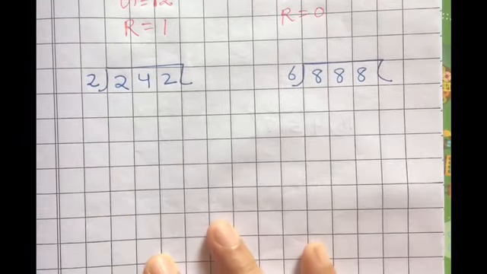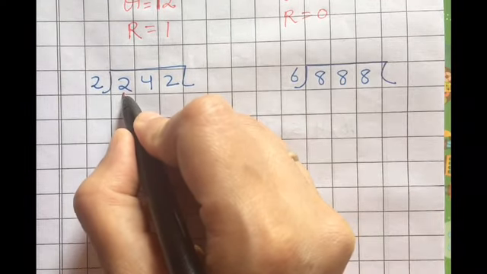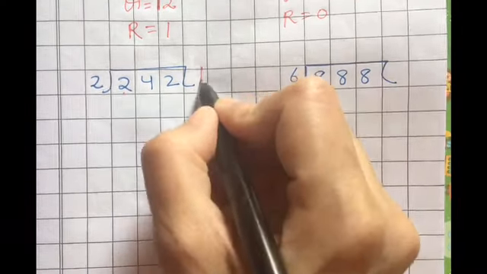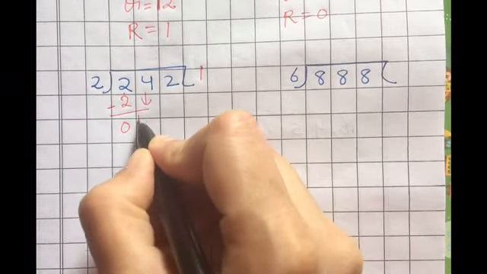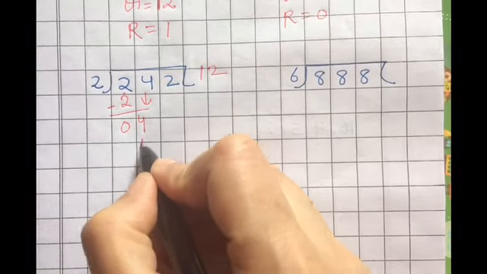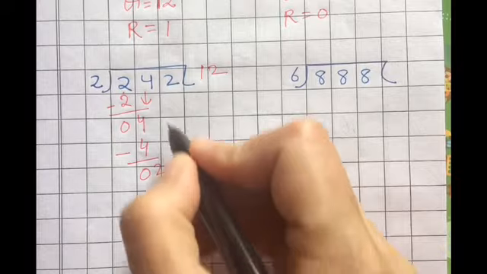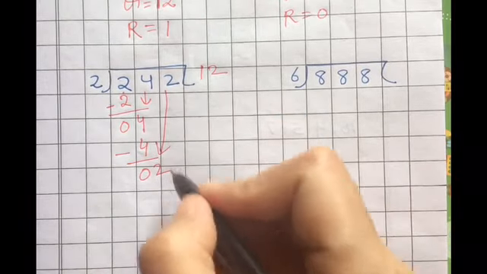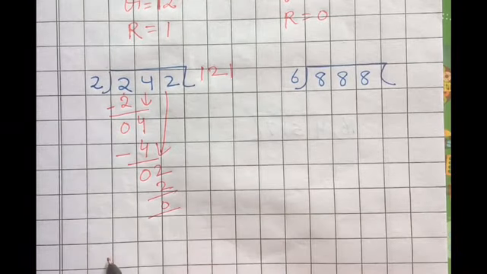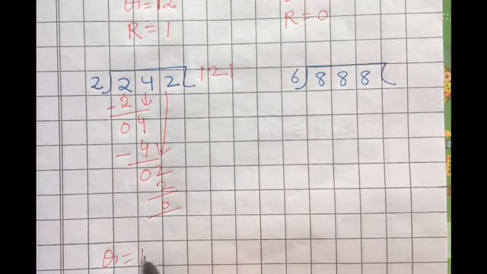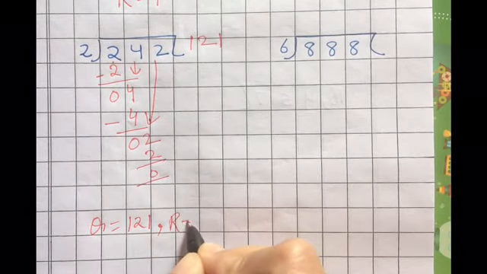Next, let's do another example. 242. So we will start with this number. 2 ones are 2. Subtract, 0. 4 will come down. 2 twos are 4. Subtract, 0. 2 will come down. Now 2 ones are 2, 0. So in this also, our quotient is 121 and our remainder is 0.